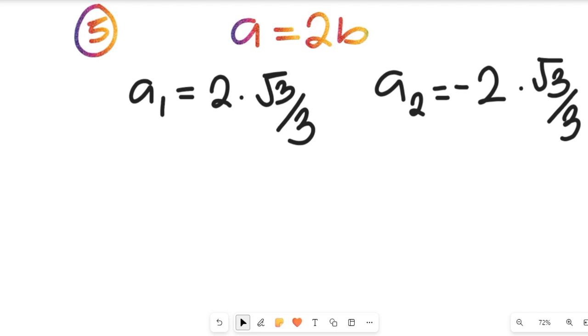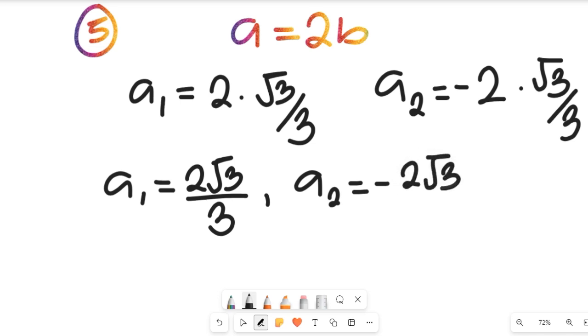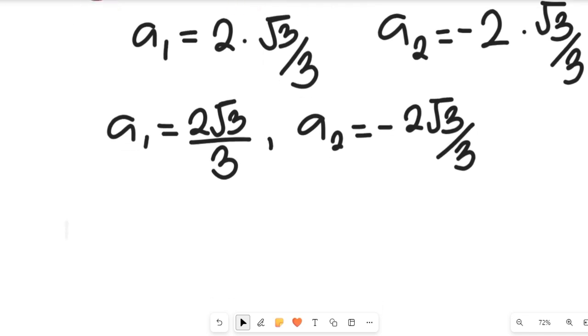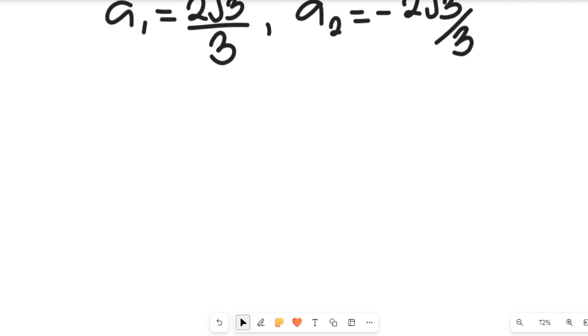So the values of A will now be: A1 is equal to 2 root 3 divided by 3, and A2 is equal to negative 2 root 3 divided by 3. So for every value of A, we have an equivalent value for B. And these are the solutions to that expression. Now let's bring out the solutions and then we'll check if our solutions are right.